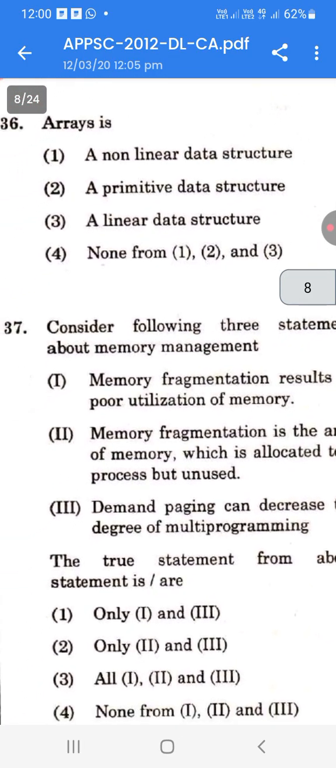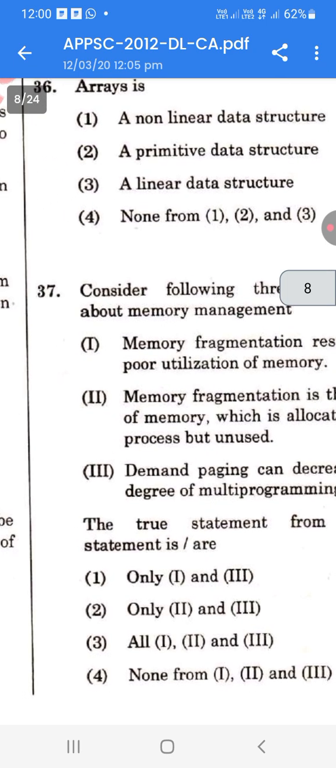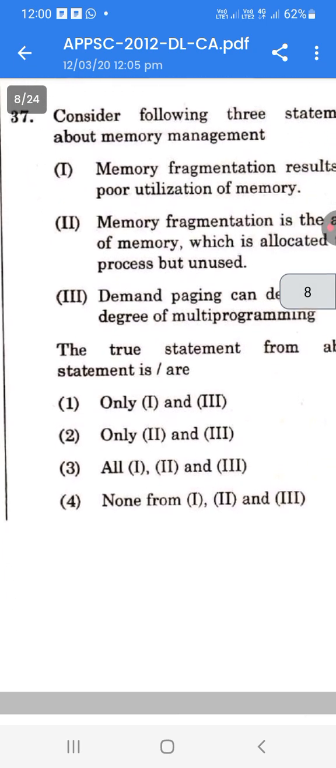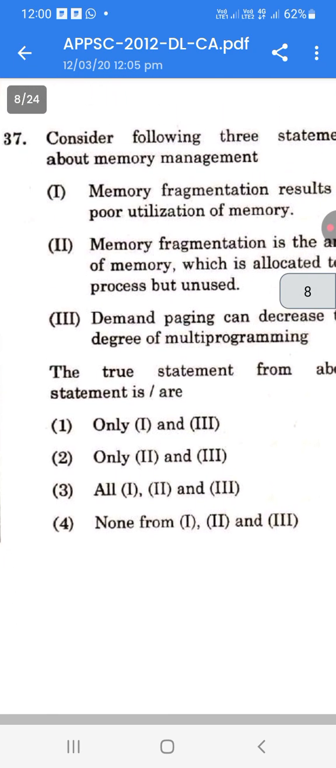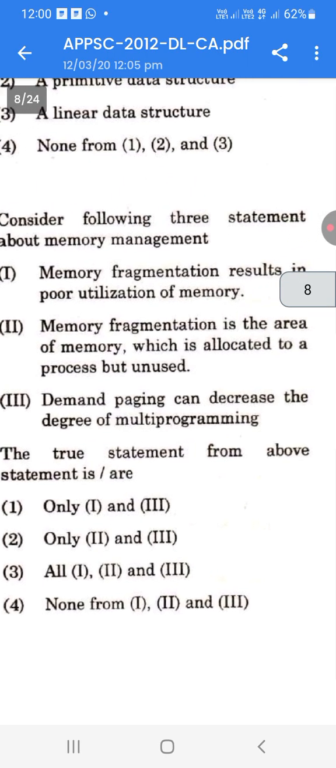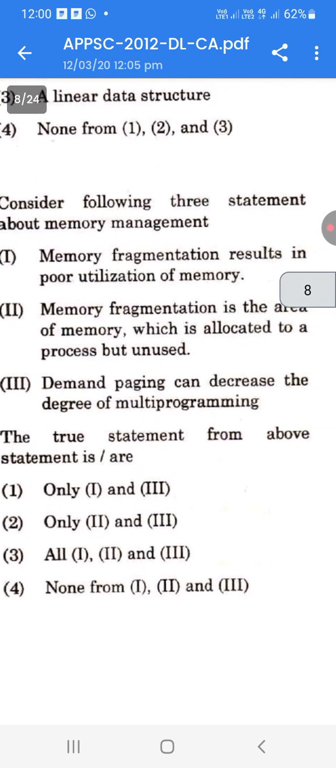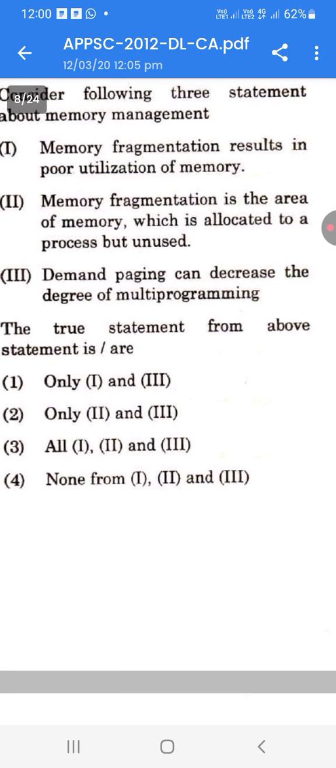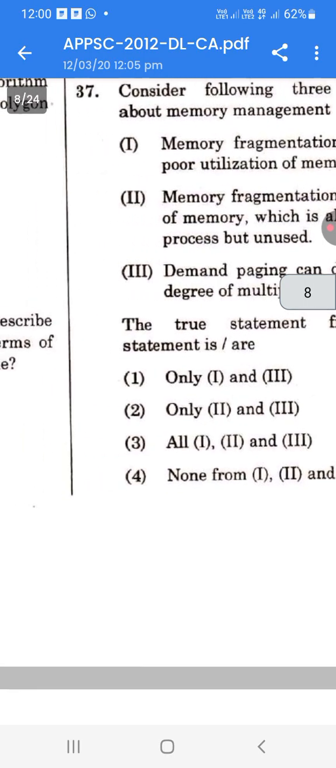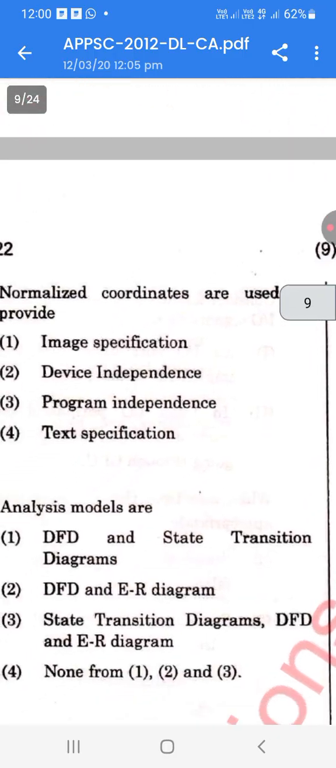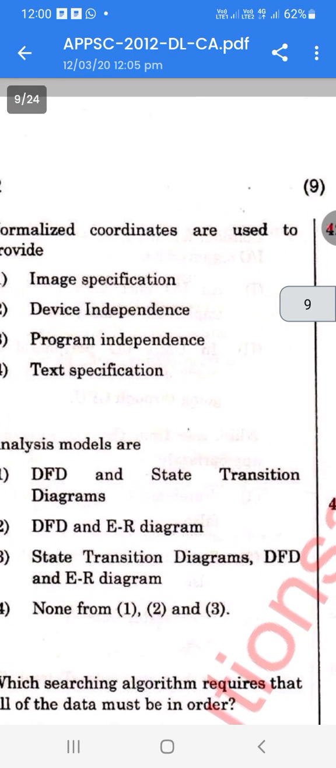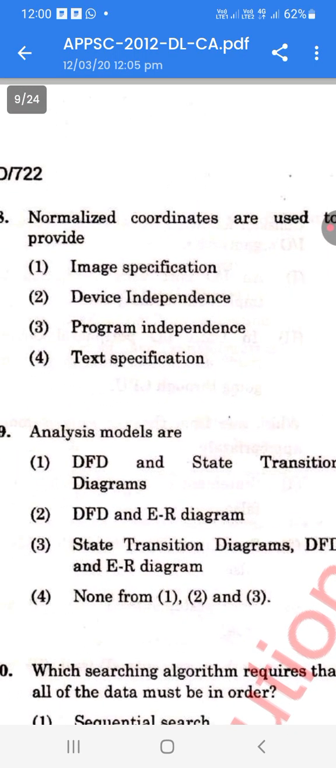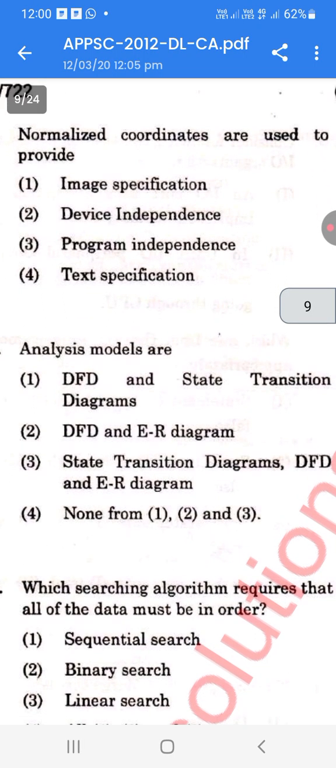Consider following three statements about memory management. All 1, 2, 3 are true statements. Memory fragmentation results in poor utilization of memory. Memory fragmentation is the area of memory which is allocated to a process but unused. Demand paging can decrease the degree of multiprogramming. These three statements are true. 38. Normalized coordinates are used to provide device independence.